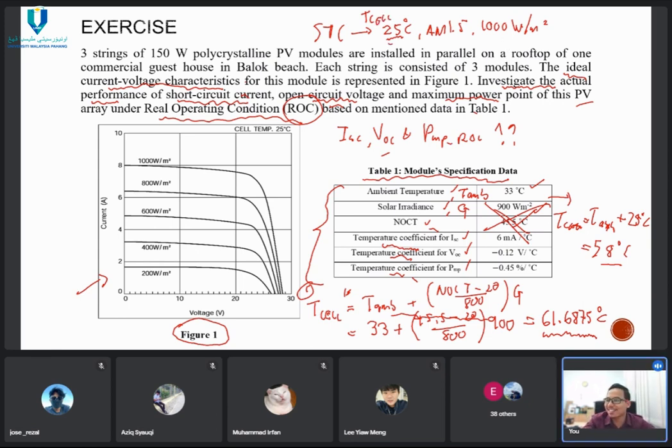Okay, never mind. We know already the STC is the cell temperature 25 degrees C, AM 1.5 and 1000 watt per square meter. So my question is, what is the value of ISC STC?